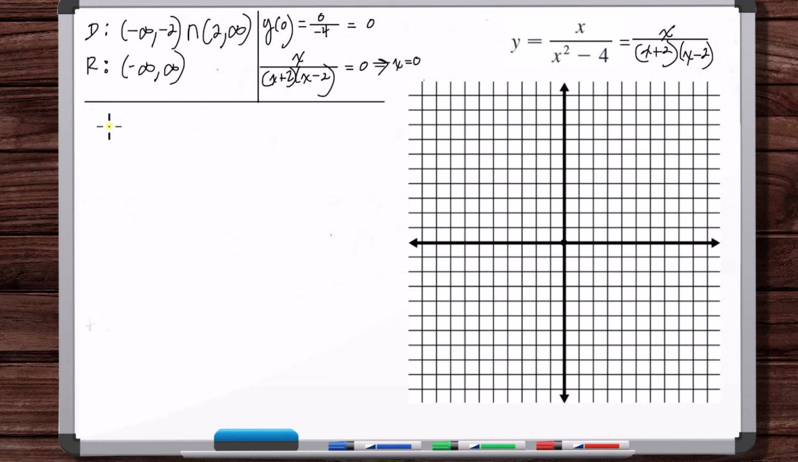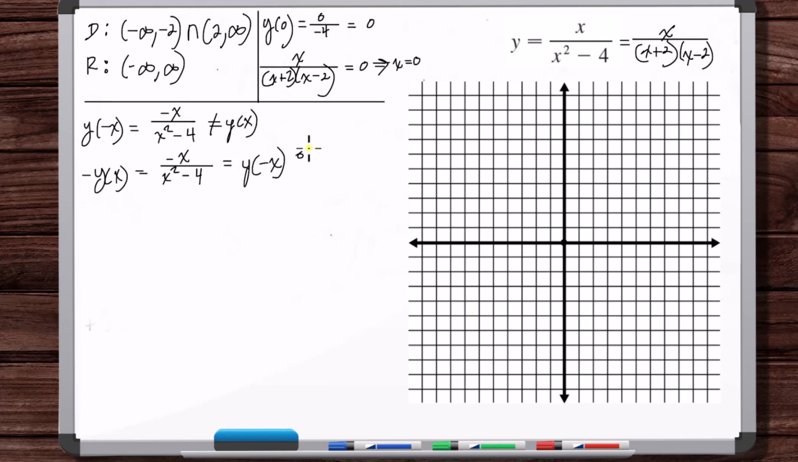All right, next we test for symmetry. Is this an even function? So y of minus x is equal to, and this is not equal to y of x, so it's not an even function. What about an odd function? So what is minus y of x? This is, and this is equal to y of minus x, so this is an odd function.